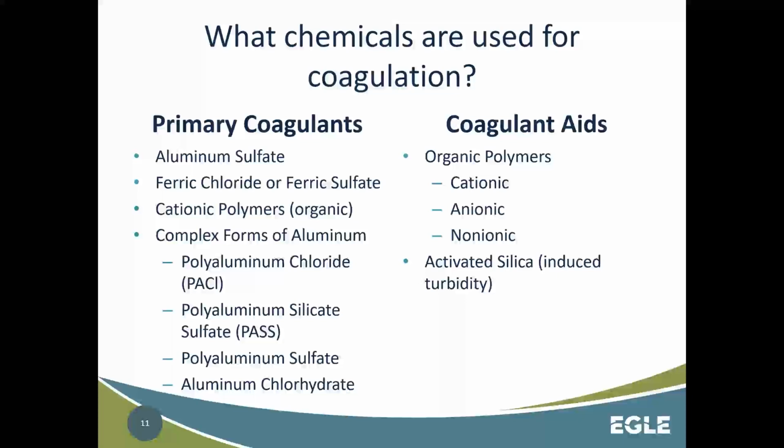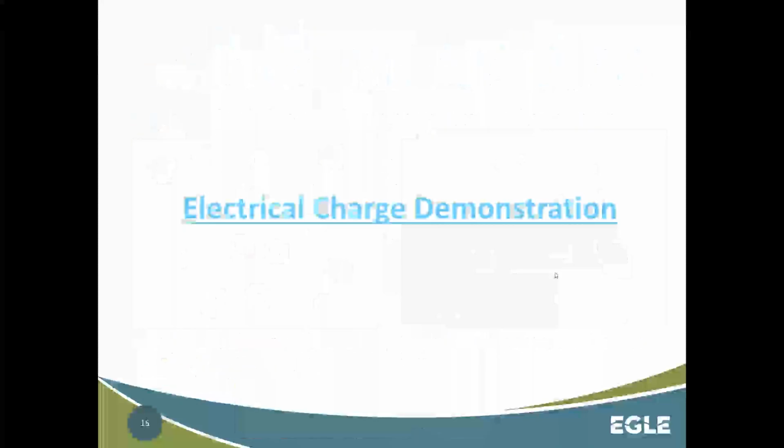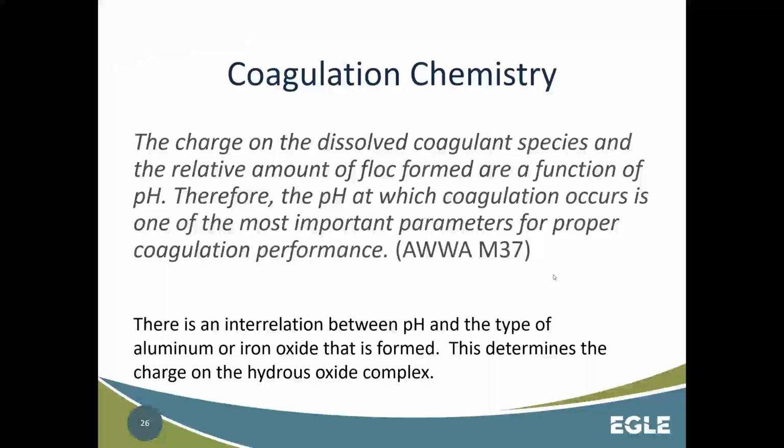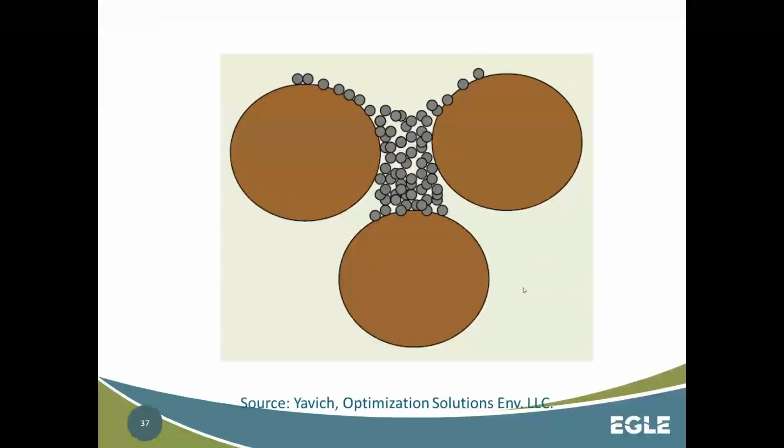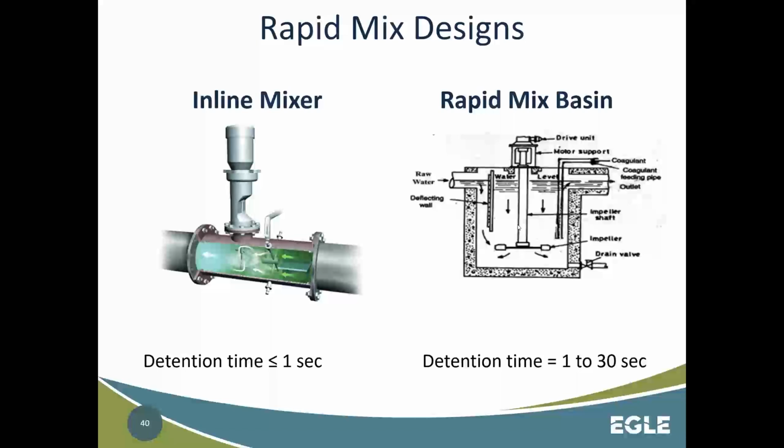Absolutely. But yeah, Andrew, the other question is, can you talk a little bit about slide number 40, the inline mixer versus a rapid mix basin? Which one would be best for the mixing, and how would one be implemented versus the other? Well, I think they both definitely could be optimized to achieve the velocities and the detention time required for coagulation. So you could use either one.